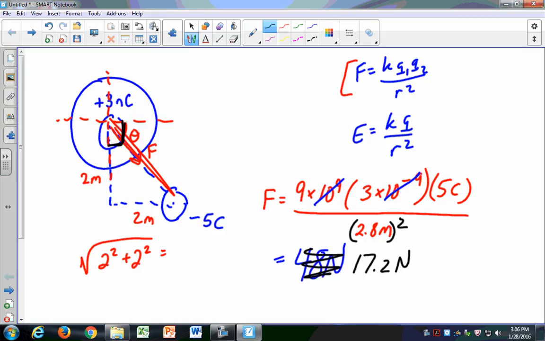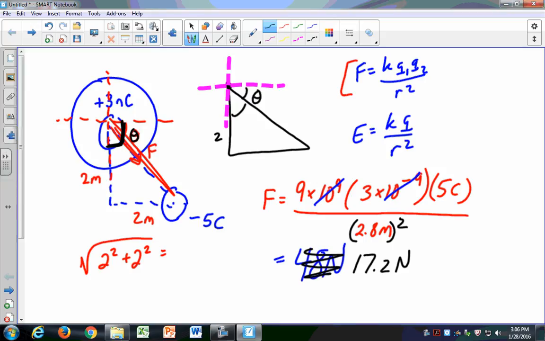Okay, so back to the direction. I need to know this angle theta right here. Let me redraw this a little bit. I'm going to draw that equilateral right triangle, and then I'll draw my coordinate system. I'm looking for this angle theta. If I can find this other angle, theta would just be 90 minus that angle.